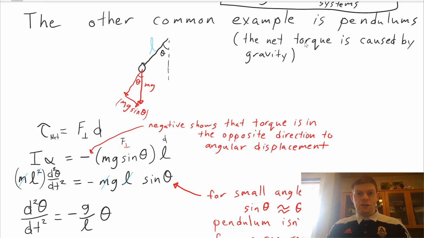Hello. Today we're going to talk about pendulums, which is the other very common example of simple harmonic motion, aside from masses and springs on the AP exam. So let's take a look at a pendulum. A pendulum goes back and forth because at all points except for the bottom, it's got a net torque on it.